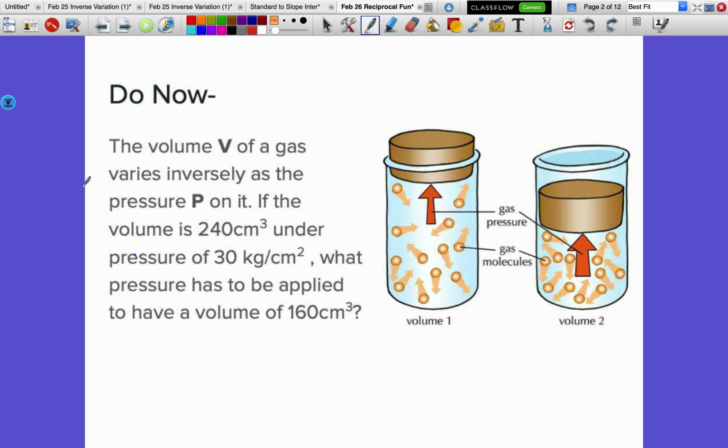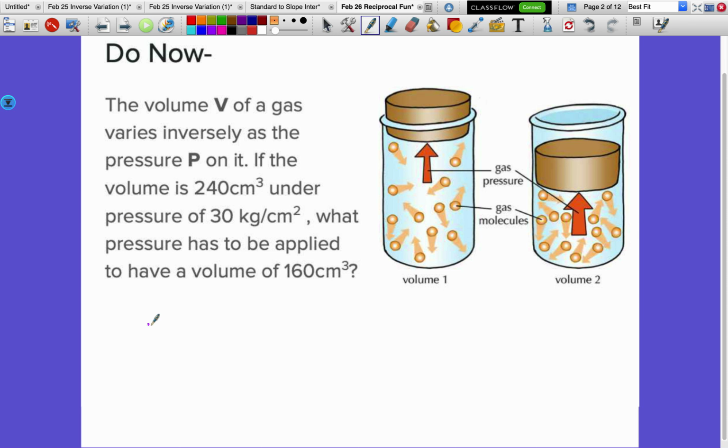Okay, so we know that with inverse variation, it's always xy equals k. They have a constant product. But if you have a change in two variables that vary inversely, you can equate them like this, because we know that the k's will stay the same. We can just say x1 y1 equals x2 y2.